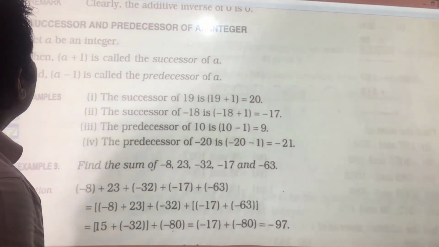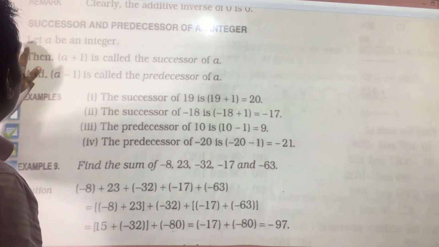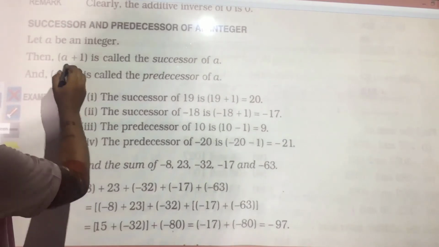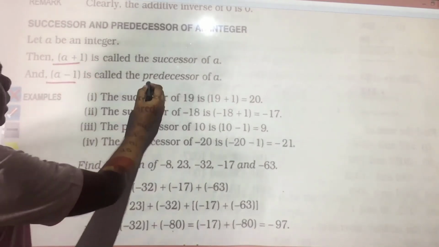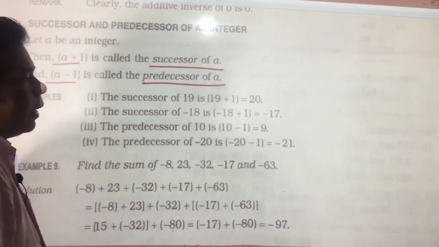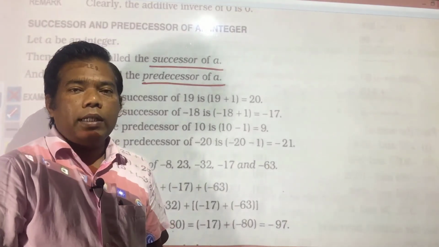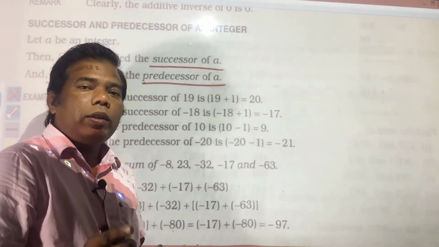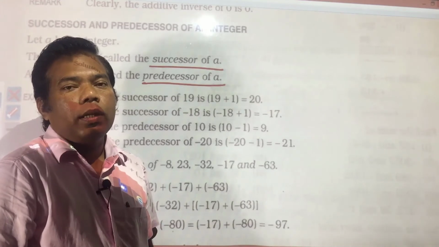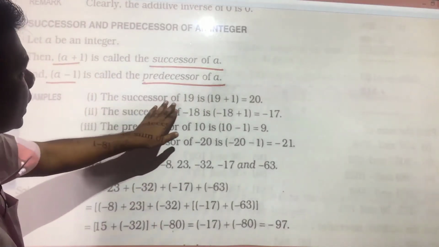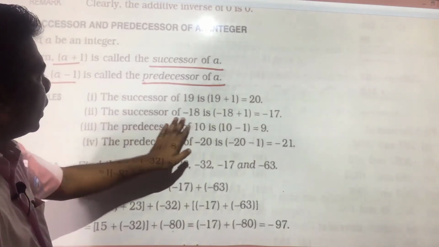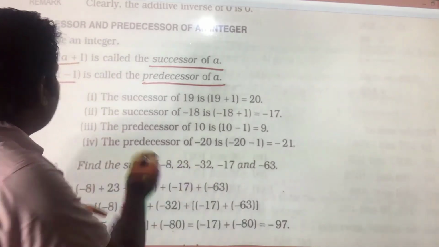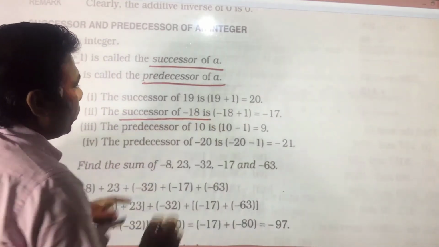Then we have the successor and predecessor of an integer. Let a be an integer, then a plus 1 is called the successor of a and a minus 1 is called the predecessor of a. You already know that. If 1 is added to any number, the sum you get is called the successor, and when you subtract 1 from the given number, you get the predecessor. The successor of 19 is 20. The successor of minus 18: you are adding 1, so you get minus 17. These things you need to know and understand.